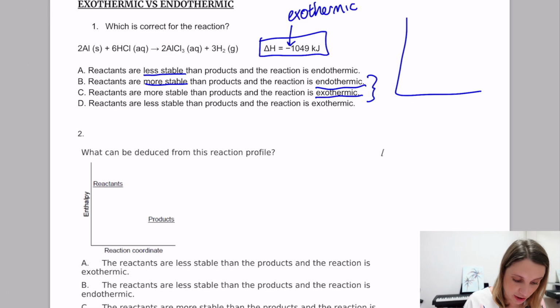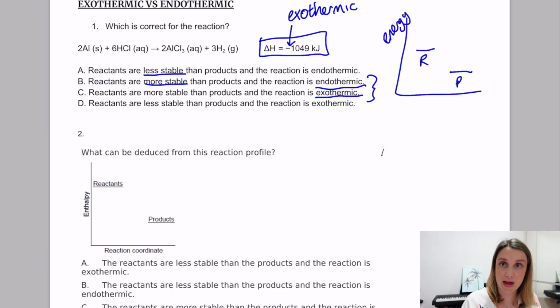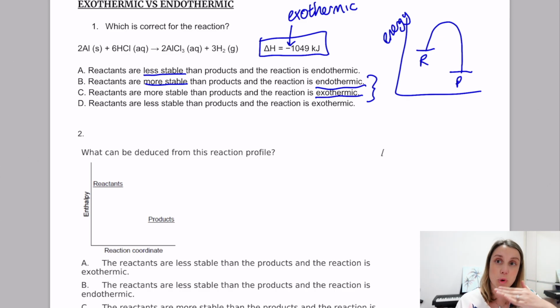Now the reaction profile for an exothermic reaction, if you've got reactants and products, and the energy looks a bit like this. The reaction pathway is at the bottom, and then the energy profile looks a bit like this for an exothermic reaction. So the products are more stable, the reactants are less stable. So overall, I want less stable and exothermic. And so overall, D is the correct answer here.